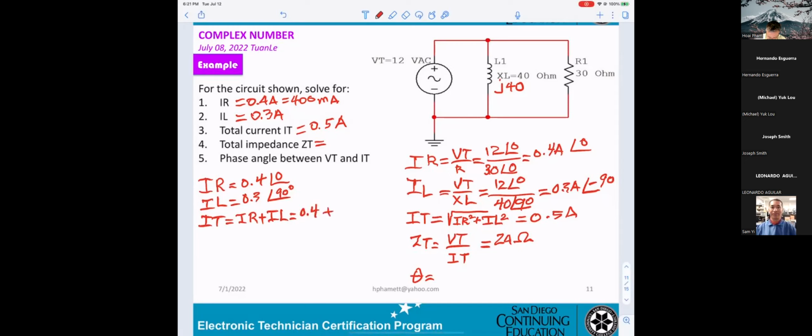At negative 90 degrees with phase angle. 30.13. Okay, you get 30. I get a wrong one, so you have to tell me different.